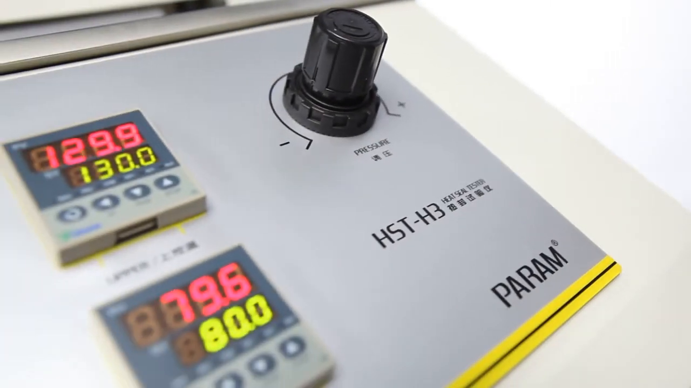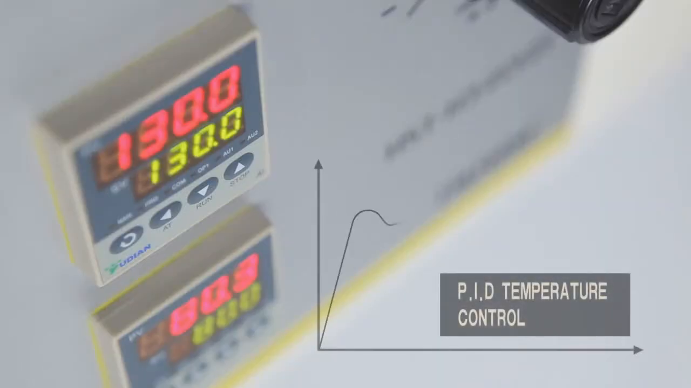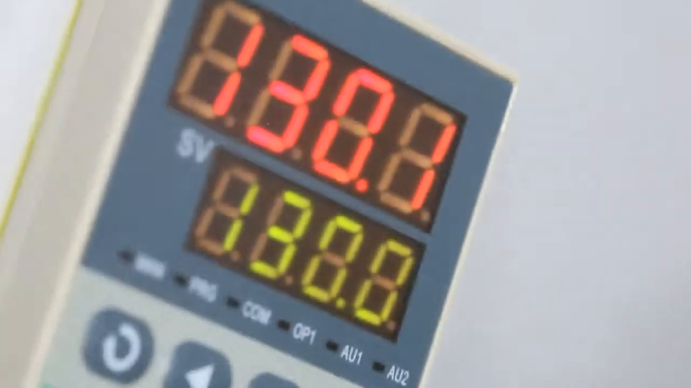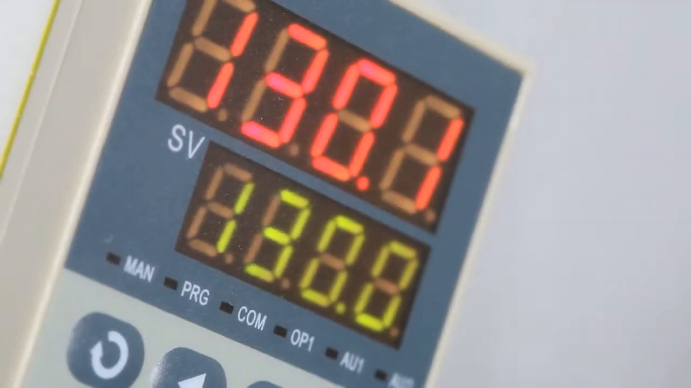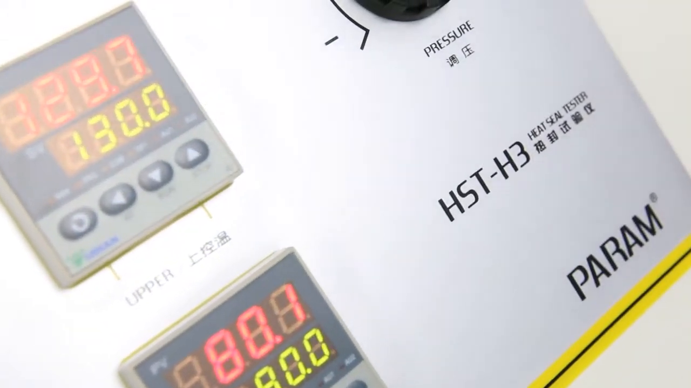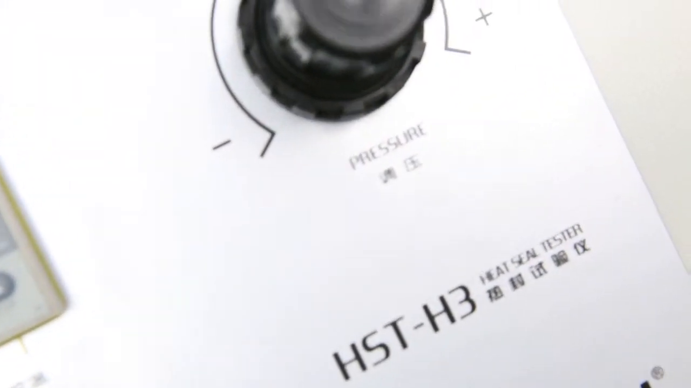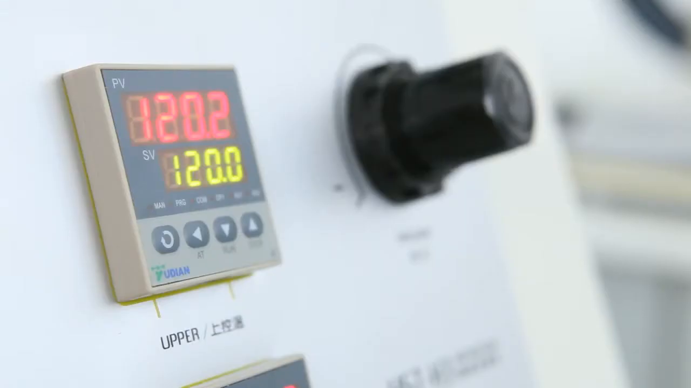The heat control unit employs the auto-tuning and adaptive digital PID temperature control technology and provides research institutions and manufacturers with reliable technical assurance of high accuracy temperature control for conducting heat seal tests.